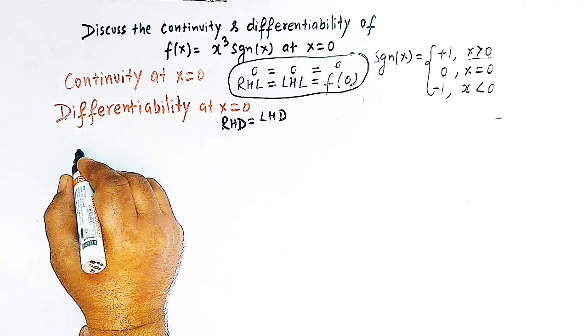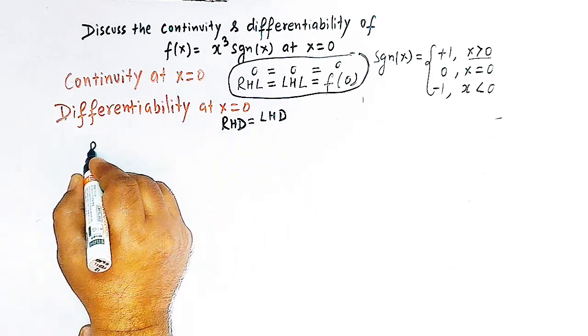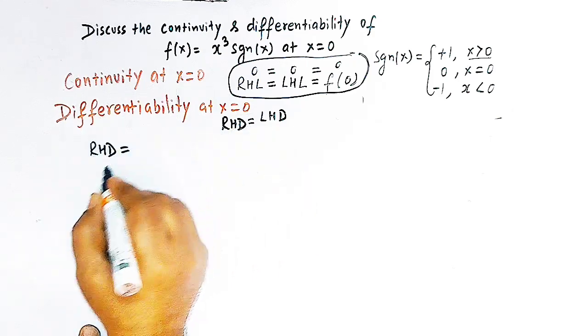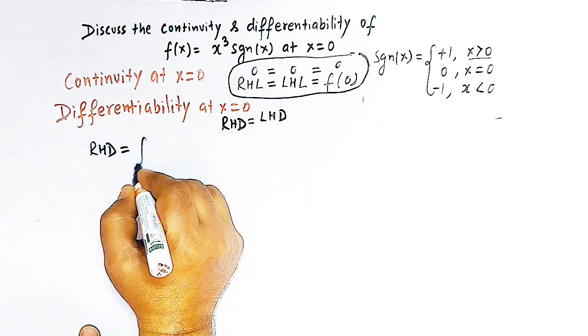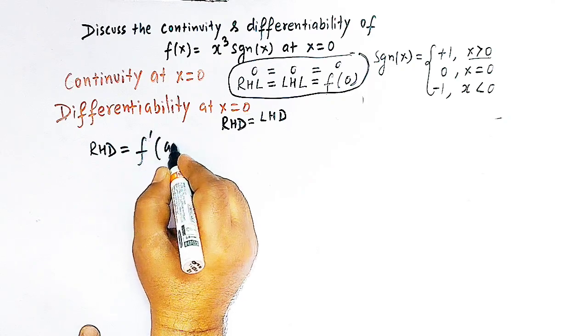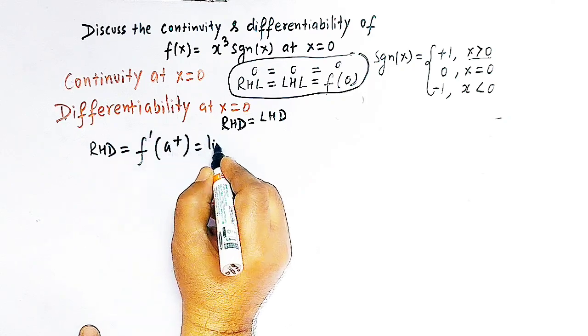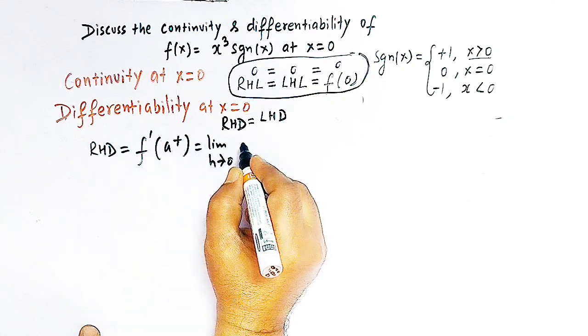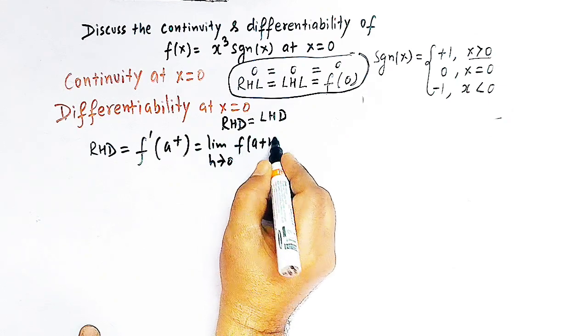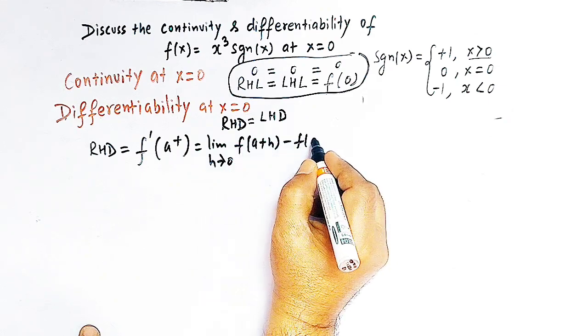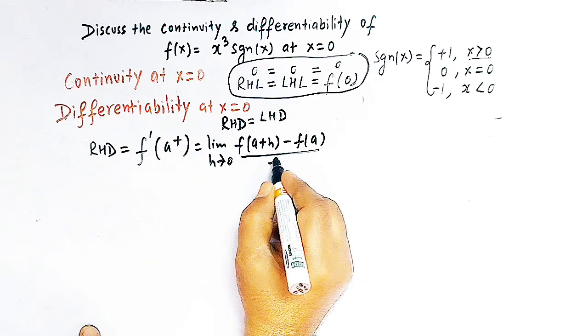So let us first find out the right hand derivative. The right hand derivative is defined by this limit, that is limit h tends to 0 of f of a plus h minus f of a, divided by h.